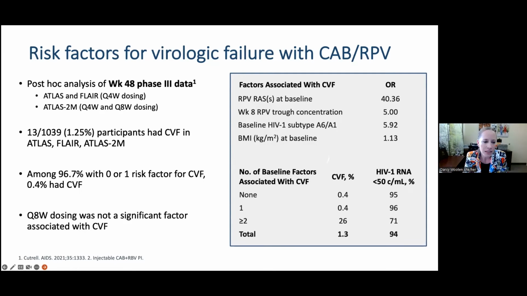The next update that I wanted to present, and the last update on cabotegravir-rilpivirine, is just a reaffirmation, I would say, of risk factors that we've identified for virologic failure with this regimen. This was presented by Dr. Hill at our last high round, and this is old data, which has identified baseline rilpivirine resistance mutations, low week 8 rilpivirine troughs, infection with subtype A6/A1, and elevated BMI greater than 30 as being risk factors for confirmed virologic failure in patients on cabotegravir-rilpivirine. And of course, if you have 2 or more of these risk factors, it really increases your risk.